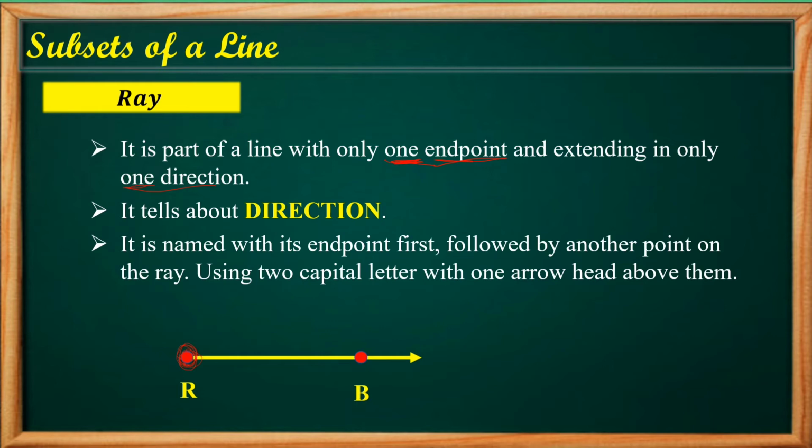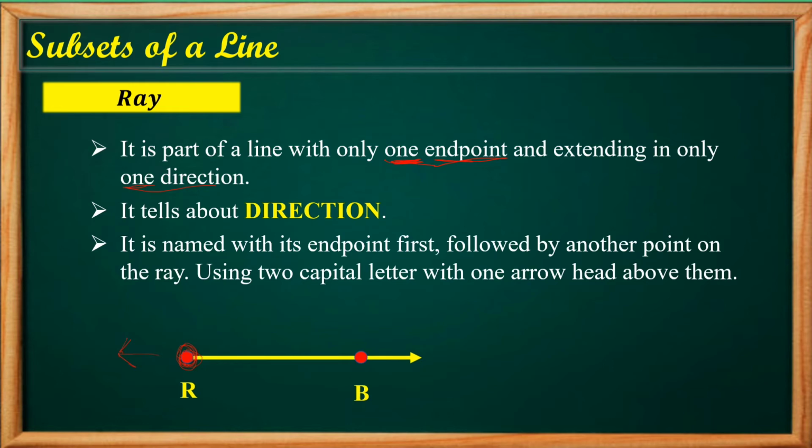Now, because kapag sinabi natin ray, it talks about direction. Hindi naman pwede na dito tayo magsisimula sa point B, then papunta tayo sa R. Dapat, kung magsisimula tayo sa point B, papuntang R, dapat ang arrow papunta rin doon. Diba? Since ang arrow natin is papunta dito, that is why simula tayo sa R, papunta sa B.